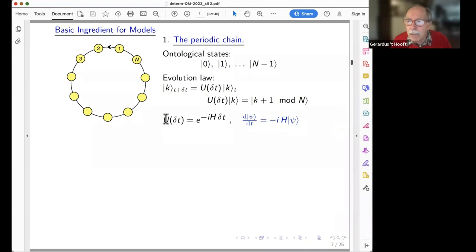What you see here on the left of this picture is a chain of states. I label them 1, 2, 3, all the way to some integer n. If you look carefully and are able to count, you find that in this example, n is 11, but n could be any number. It could be very large, could be very small. But this is the prototype of models I'm looking at.